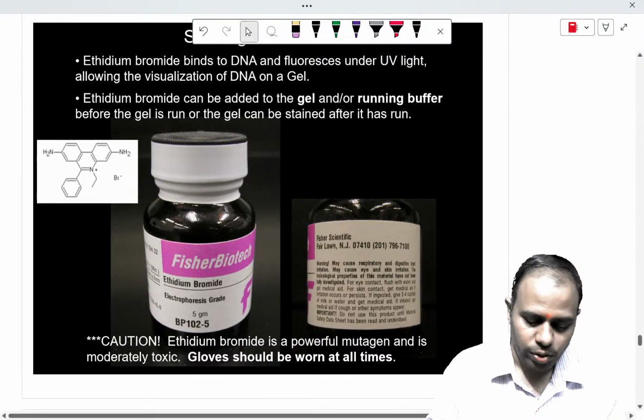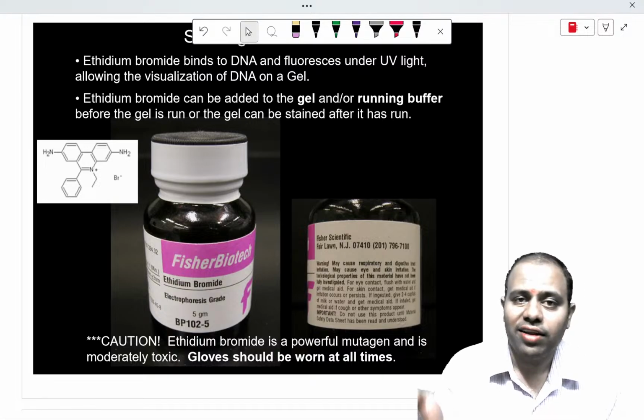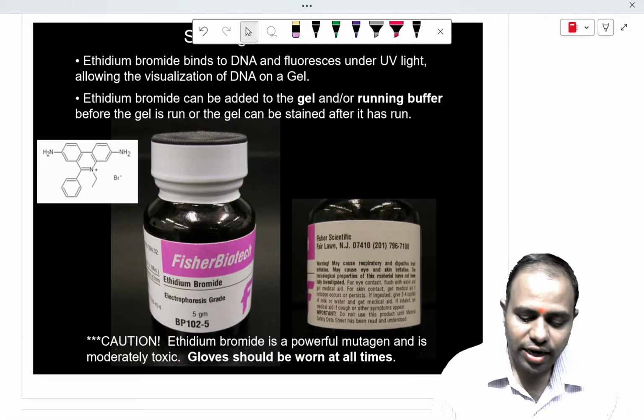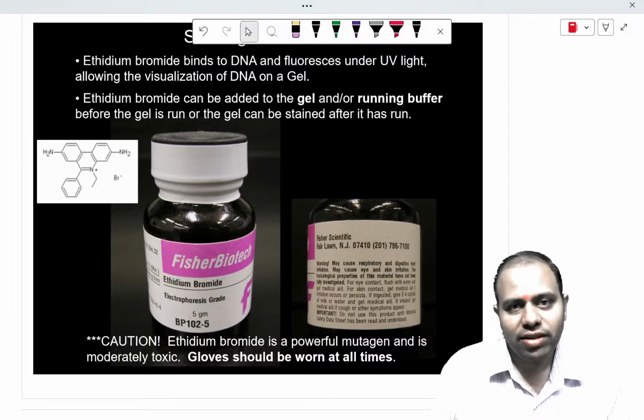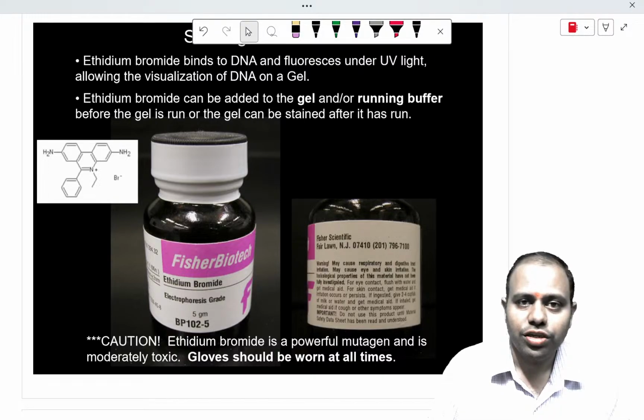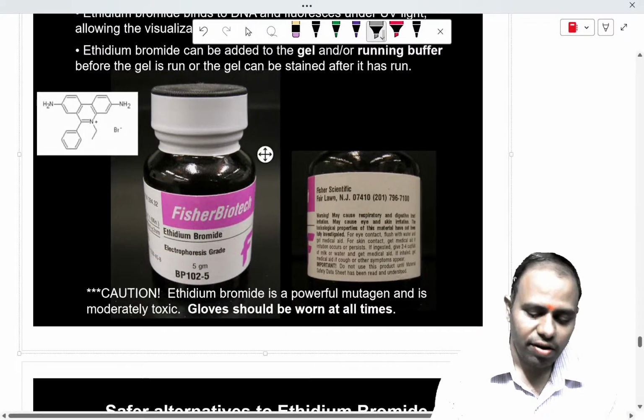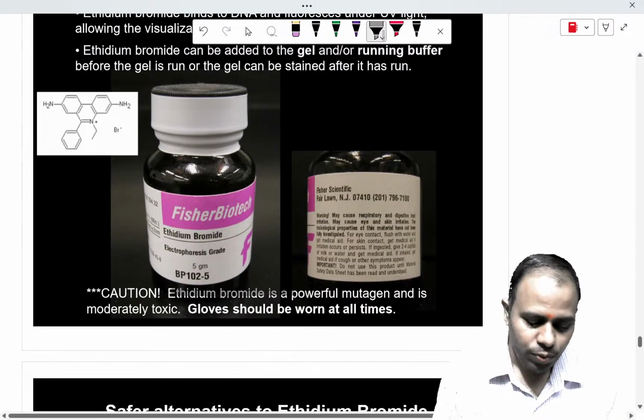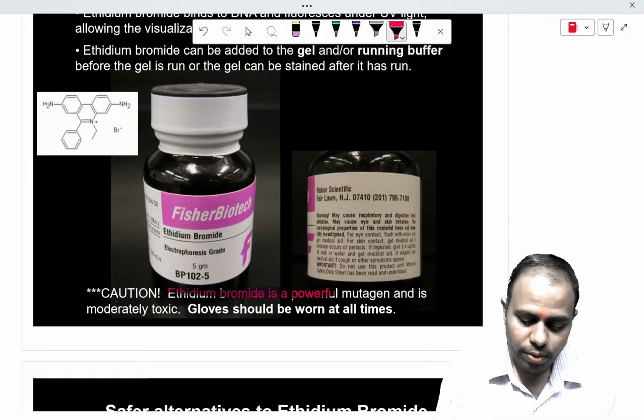So I told you, we have added this ETBR at the start while preparing the gel. If you don't add the ETBR at the start, you can add it at the end by staining. That means after electrophoresis, you have to stain the gel again. But if you add it at the start, you can easily visualize the gel directly. This ETBR is a powerful mutagen. Remember, while using ETBR you have to be very careful.